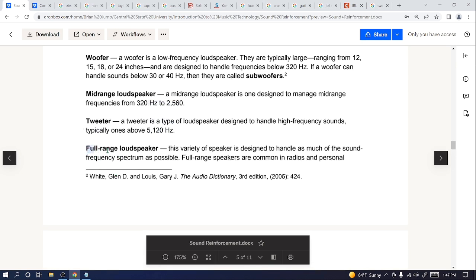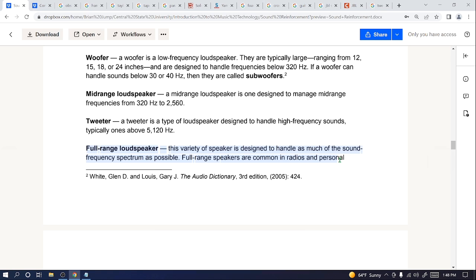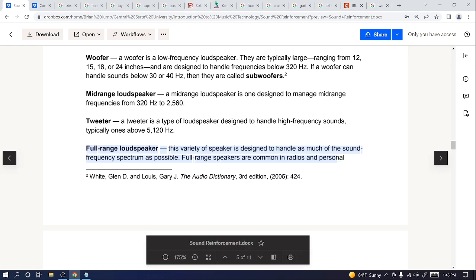And then there's a full range loudspeaker. Now you won't find this in Pro Audio, but this will be like what's in your laptop or like what's on these speakers here. It's like a single speaker that is multi-way in itself. It's like a little woofer and a tweeter built into one unit.